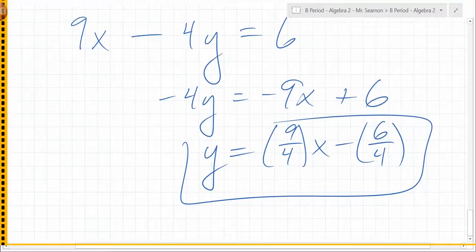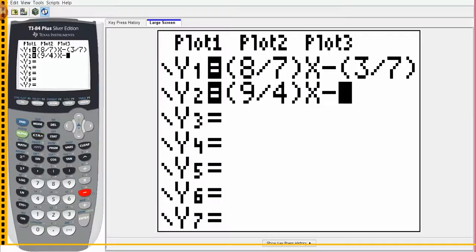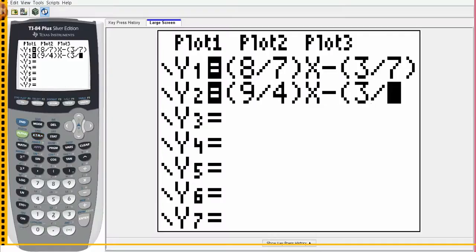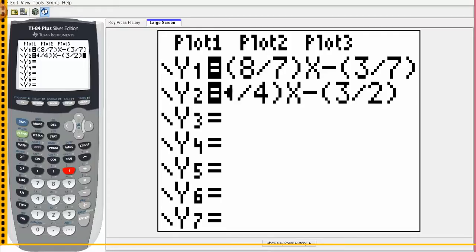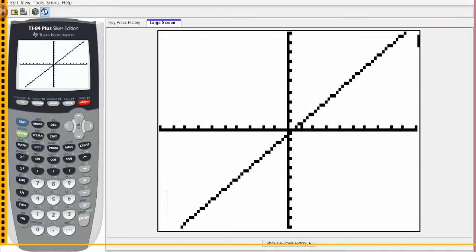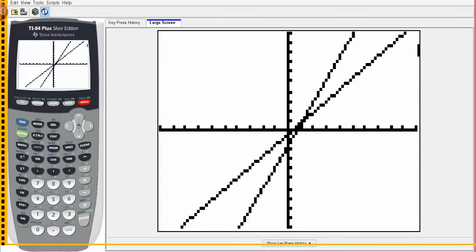What was the y-intercept? Minus 6/4. Can I simplify that? 3 divided by 2, right? Look, if I graph this, let's see what happens. Is there a second? Oh, there's a second line. How many times do they intersect? Once. So could you theoretically zoom in and look at the graph and make an estimate?